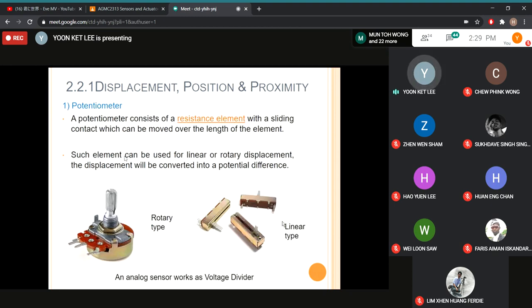So the first sensor we're going to show you is the potentiometer. This one we use to turn the sound. When we want a very loud sound, we twist the knob here. We also have the linear type, which looks like an equalizer. When you see a DJ play music, they use this linear type to play with the music. This is a potentiometer.